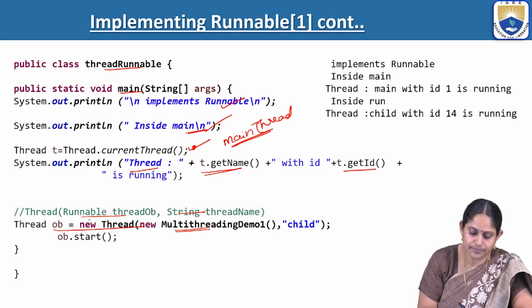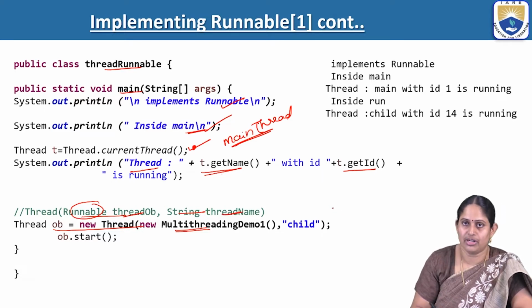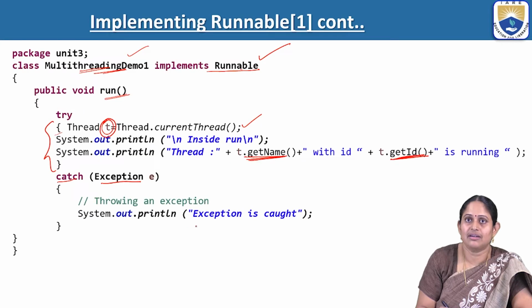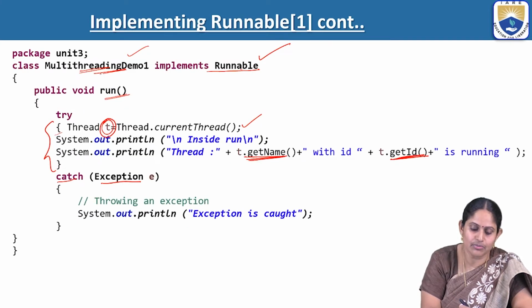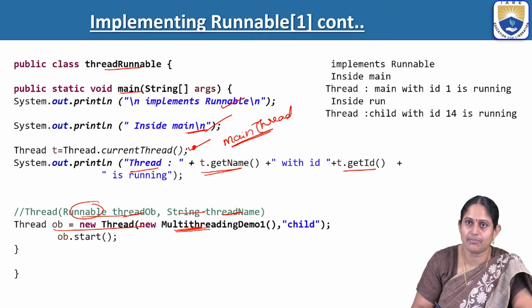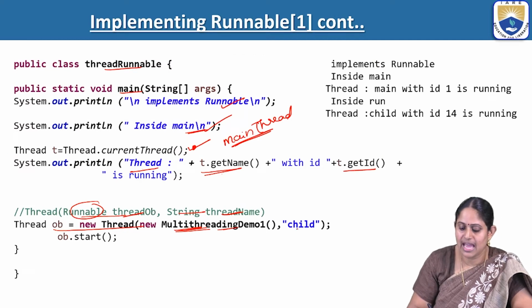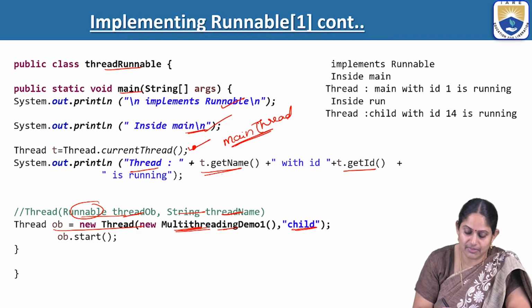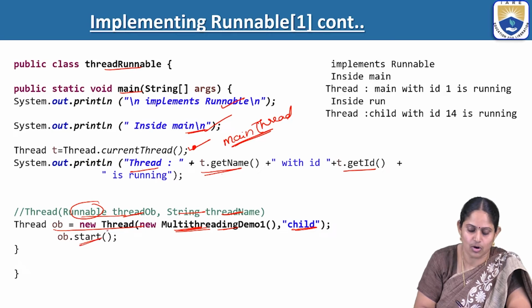So you are creating a Runnable in the Thread object. The Thread object should be of Runnable type, and we are providing some name for it. So here we are creating an object of the Thread with the Runnable type. Our class name was MultithreadingDemo1, so that same name we have to use here, and we are giving it the name child.